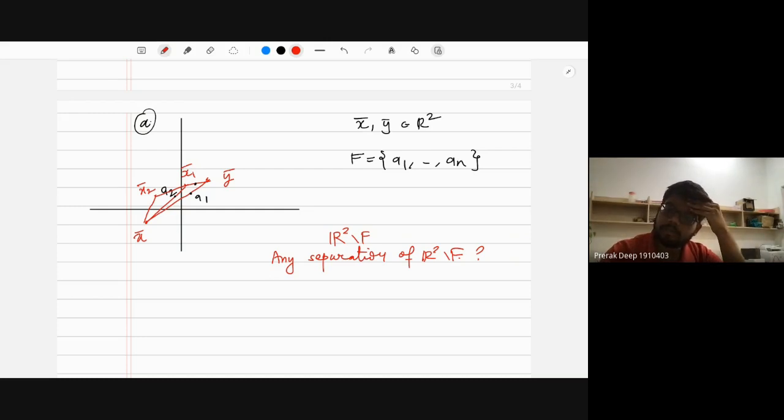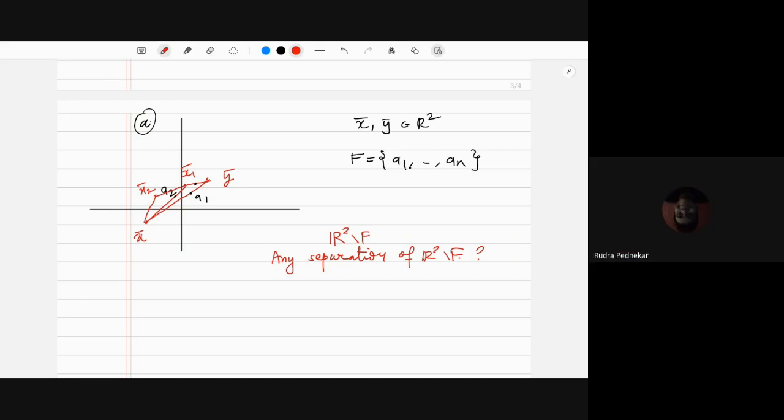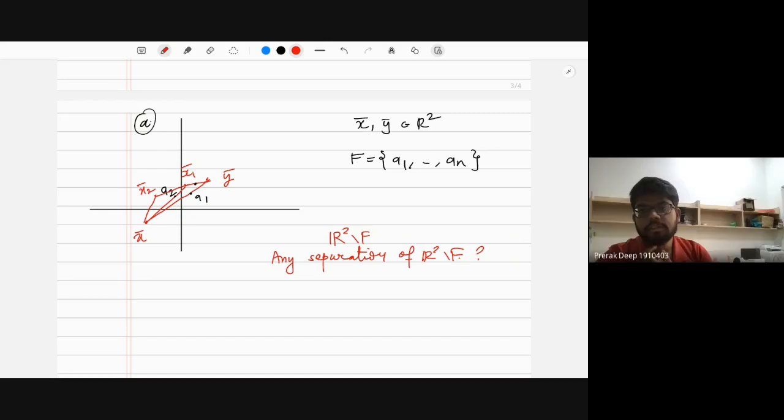So there are two questions now. First of all, Rudra, are you comfortable with the answer that I gave? Yes, sir. But if we consider F to be 0 and 1, then we can take U dash to be minus infinity to 0 and V dash to be 1 to infinity. R2 we are removing, right? We are not removing from R.